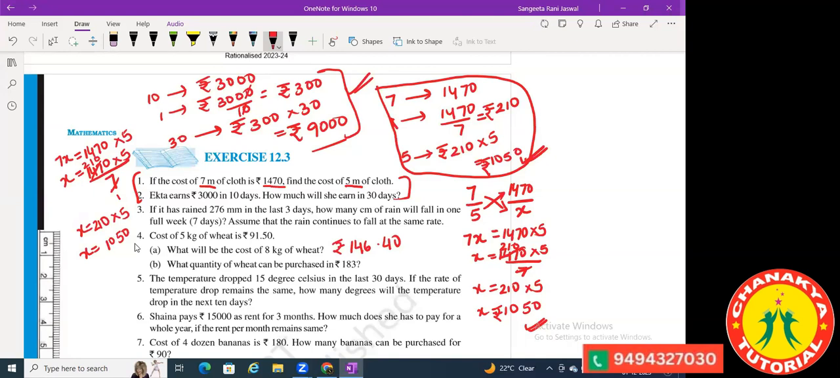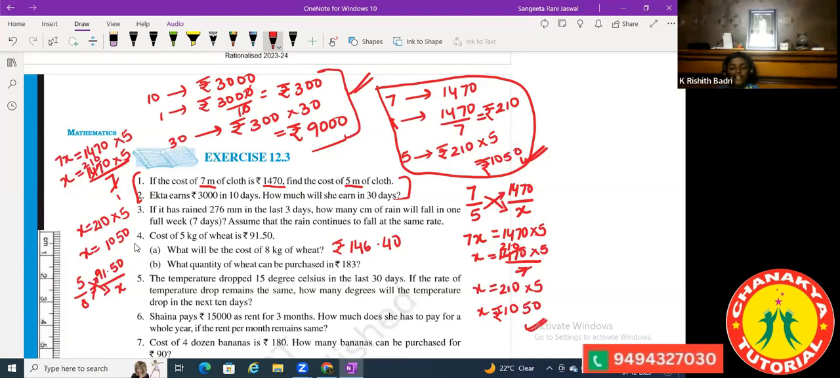Okay. Now do the same thing with the proportion method. Take the quantity ratio on one side and take the cost ratio on the other side. For the unknown cost, you can take x. 5 kg is costing you rupees 91.50, and 8 kg will be x. So you need to find the value of x from here. So what will you do? You will cross multiply.